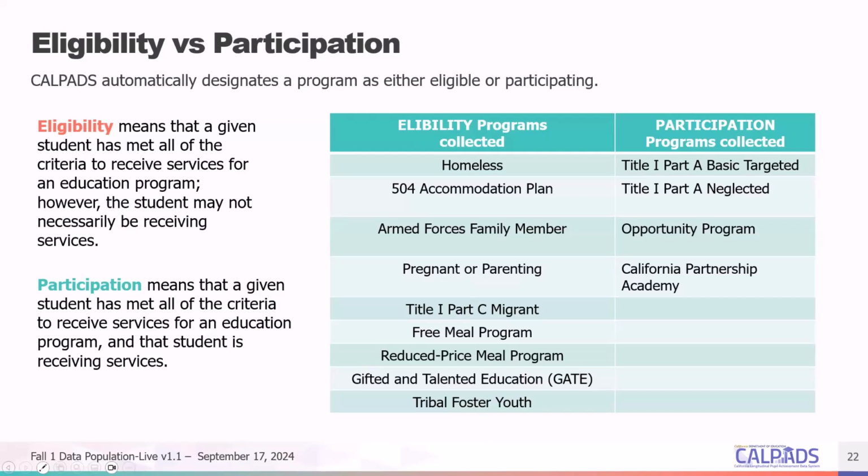The eligibility programs listed in the left-hand column of the table on the slide include homeless, 504, armed forces, pregnant or parenting, Title I Part C, GATE, and tribal foster youth programs. The participation programs on the right-hand side of the table include Title I Part A, the Opportunity Program, and the California Partnership Academy. In general, participation program data will show up on end of year reports, but some of the data does make its way onto Fall 1 reports, and that includes the Title I Part C program.